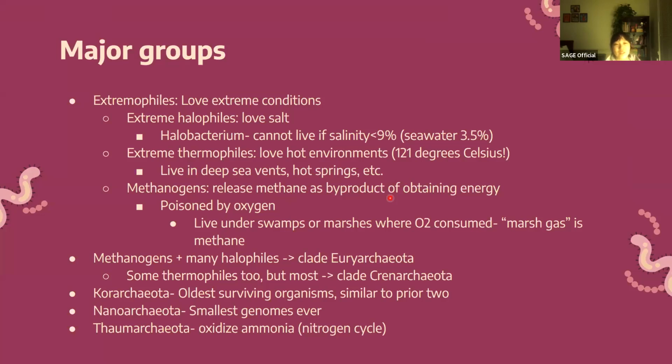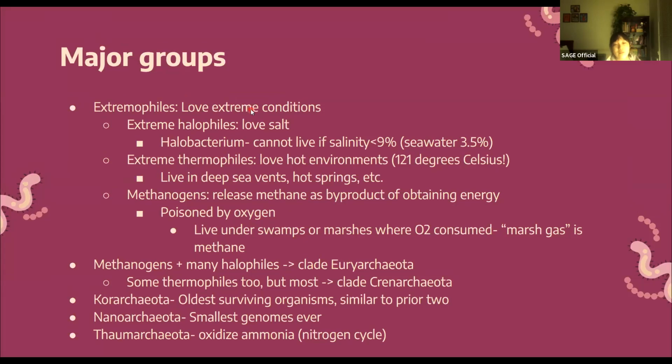So the few different types of extremophiles include, but are not limited to, halophiles, which love salt. The suffix phile means loving. Then extreme thermophiles, which as you probably guessed, means that they love hot environments. And then methanogens means that they like methane.